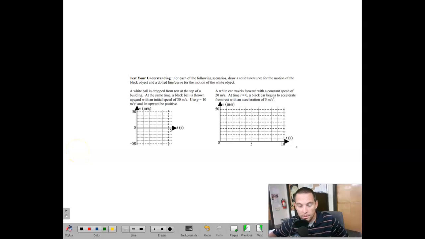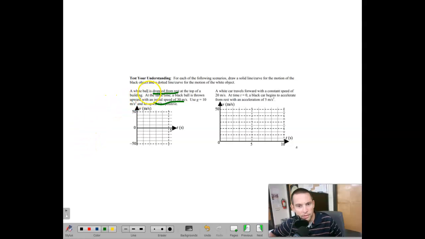On to the next. Alright, for these we're drawing a solid line for the motion of the black object and a dotted line for the motion of the white object. We've got a white ball that is dropped from rest. So that means we have an initial velocity of what? That's right, 0, at the top of a building. At the same time, a black ball is thrown upward with an initial speed of 30 meters per second. Use g equals 10 meters per second squared, and we'll let up be positive as usual.